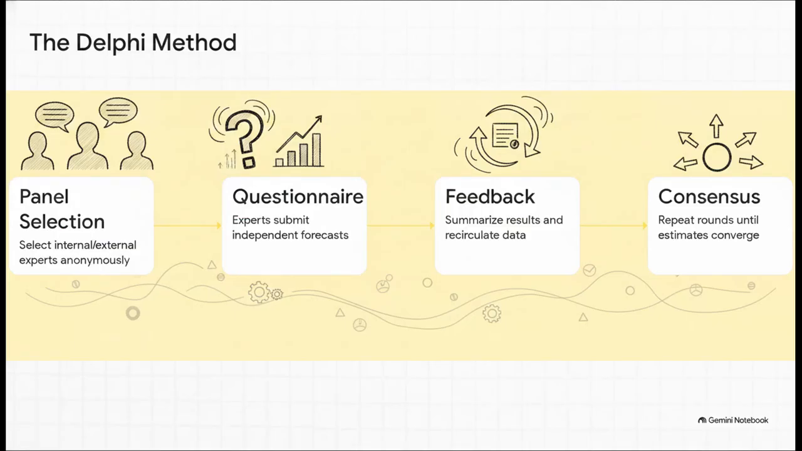How do you get all these super smart experts to actually agree without the loudest voice in the room just taking over the whole conversation? Well, you use the Delphi method. It's this fascinating 4-step process.